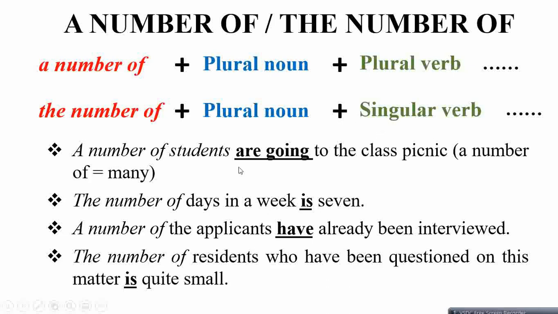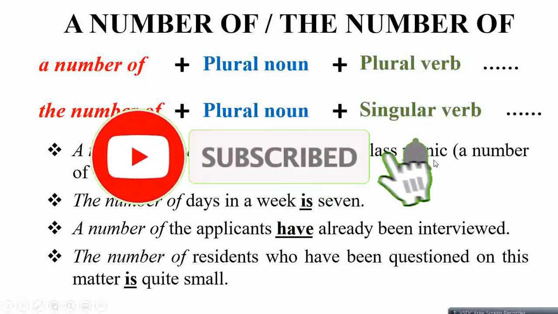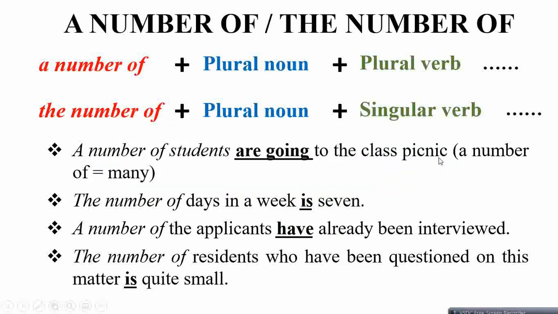Example 1 says: A number of students are going to the class picnic. A number of is a many. ठीक है. So since there are many students, so the plural noun and followed by plural verb.